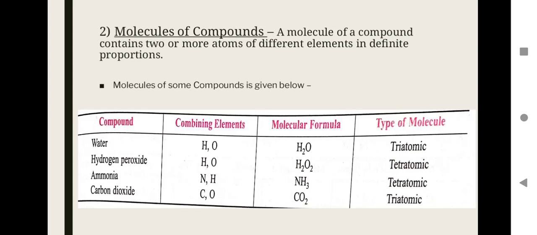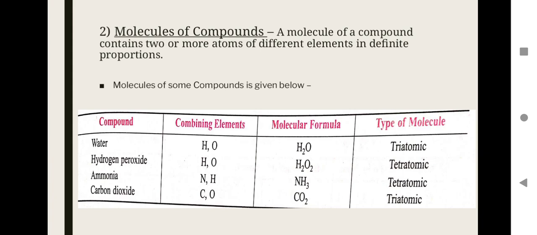Now we will discuss molecules of a compound. A molecule of a compound contains 2 or more atoms of different elements in definite proportion. For example, a molecule of water, H2O, consists of 2 atoms of hydrogen and 1 atom of oxygen. Similarly, a molecule of glucose, which has the formula C6H12O6, contains 6 atoms of carbon, 12 atoms of hydrogen and 6 atoms of oxygen.